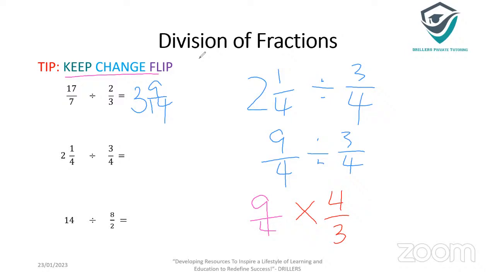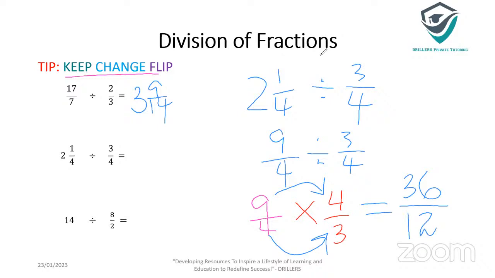So we're going to multiply top by top and bottom by bottom. Of course, because we have 4 here and 4 here, there are things that we can do to make it simpler, but I'm not going to confuse you with that. So top by top and bottom by bottom. So we have 9 by 4, which will give us 36, and then 4 by 3, which will give us 12.